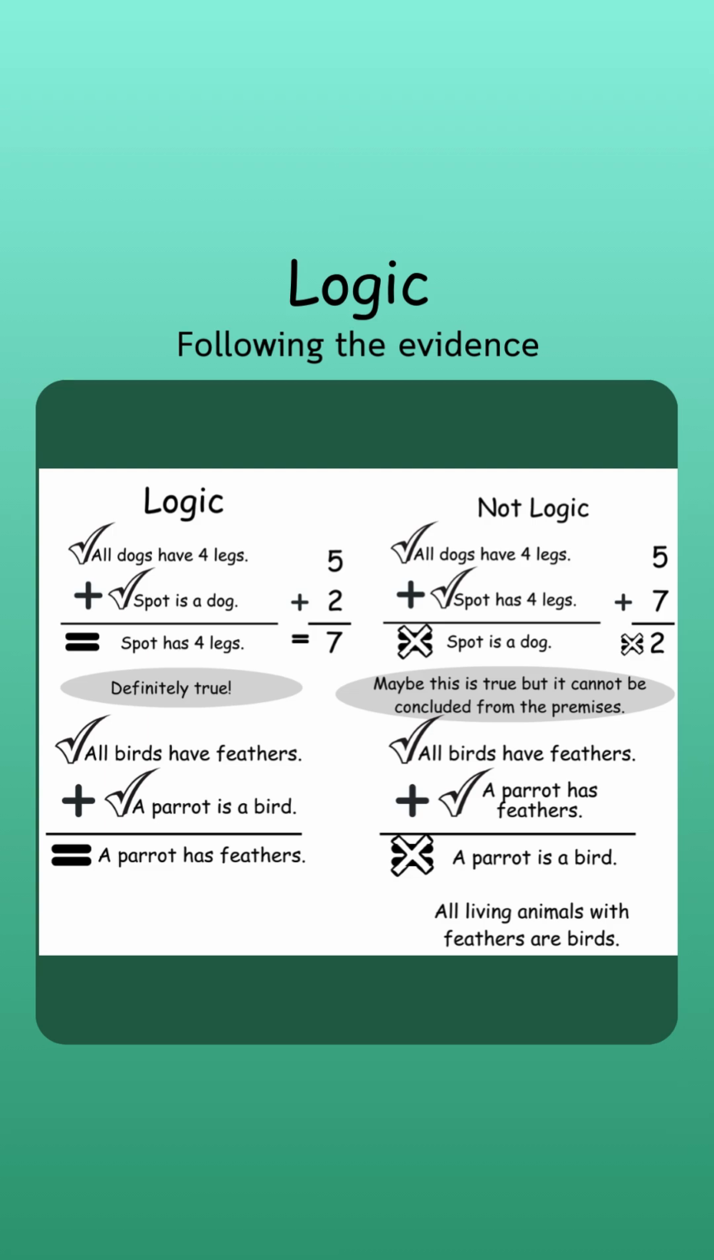No. We do know that a parrot is a bird, but not from those two pieces of information. We cannot logically conclude that a parrot is a bird from those two pieces. We would need to add more information that all living animals with feathers are birds. And then if we said a parrot has feathers, then we can say a parrot is a bird.